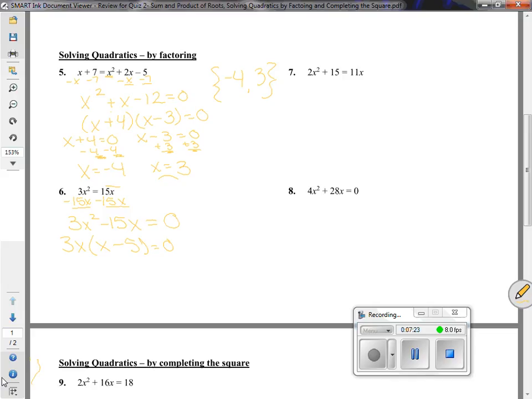Now what do I do with each of those factors? Because they're still both factors. Yeah, you're still going to set them equal to 0. So 3x equals 0, x minus 5 equals 0. So this one I would add 5. X equals 5. What would I have to do for this one to get x by itself? Divide by 3. What's 0 divided by anything? 0. So I get 0 and 5 for those answers. And you can write them in the solution brackets again. You don't have to.